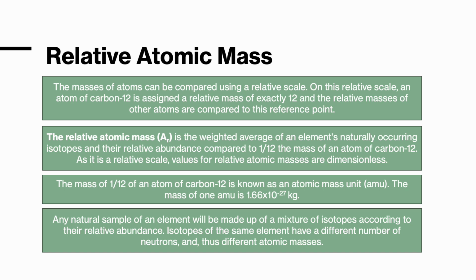The idea of relative atomic mass comes from the fact that in any natural sample of an element, it will be made up of a mixture of different isotopes, and each isotope will have a relative abundance. Isotopes of the same element are those that have the same number of protons but a different number of neutrons, and thus have different atomic masses.